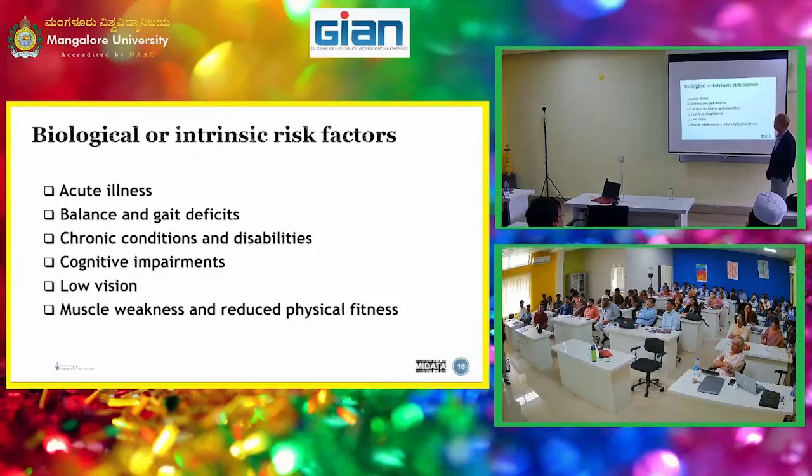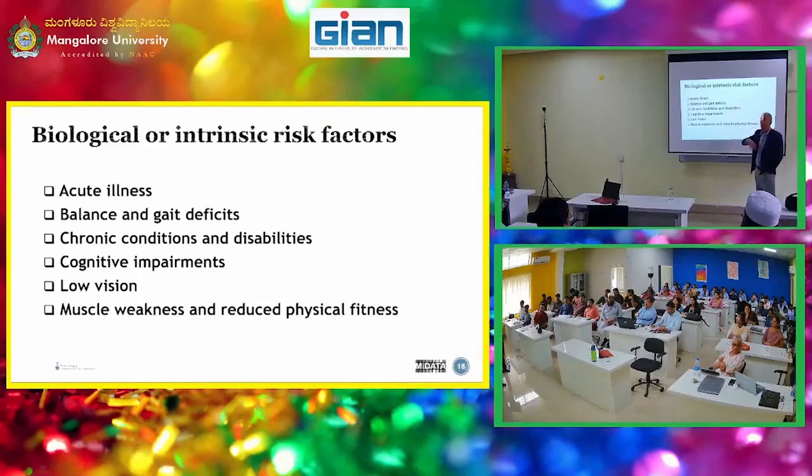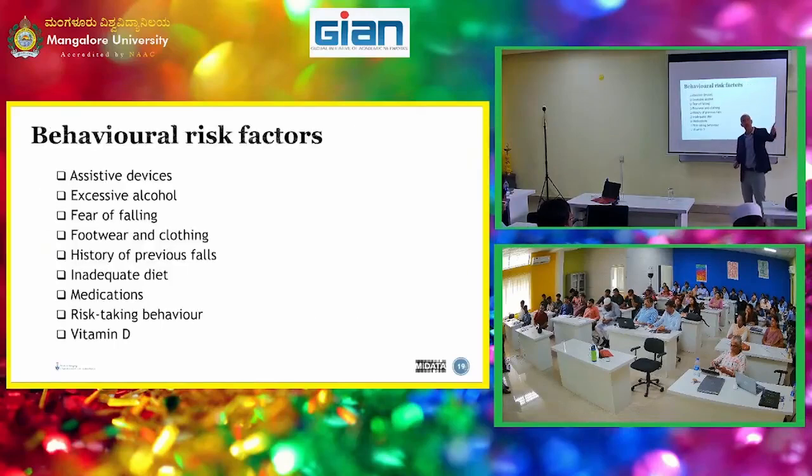So what do we do? These are risk factors, obviously. So the risk factors are falling. So we need to assess why are they falling. So you have acute illness, obviously you have a fever, you have delirium, you fall over. Balancing weight deficit, somebody brought up gait, for assessing weight. So you can just have gait issues. Chronic conditions and disabilities, of course, cognitive impairment, low vision, obviously not wearing glasses, you fall over. Muscle weakness and reduced physical fitness, right? If you're not active like you're supposed to, you're type 2 diabetes, and you're not taking medication, right?